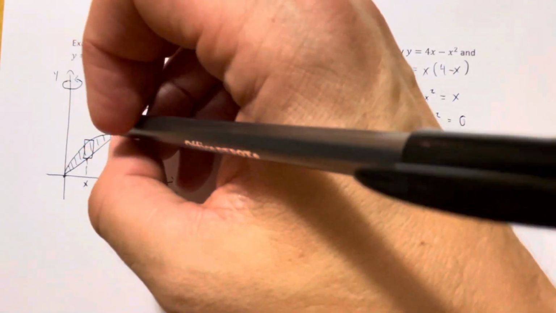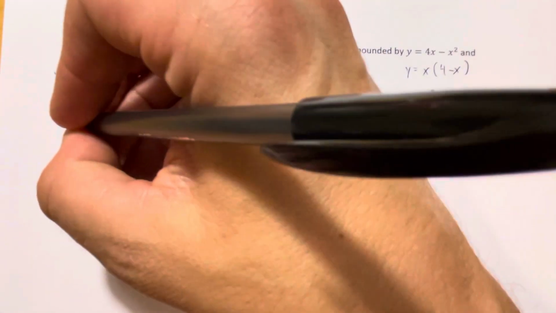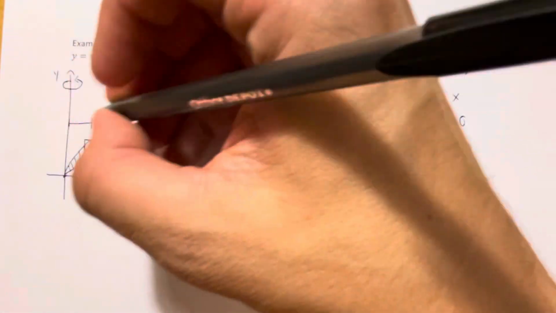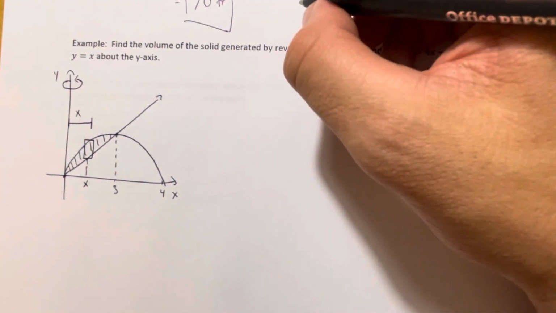So first of all, we're rotating about the y-axis. I want to know what the distance between my rectangle and that axis of rotation is, because that's going to become the radius, and that would simply be x. That's this distance right here. What is the height of this rectangle, though?